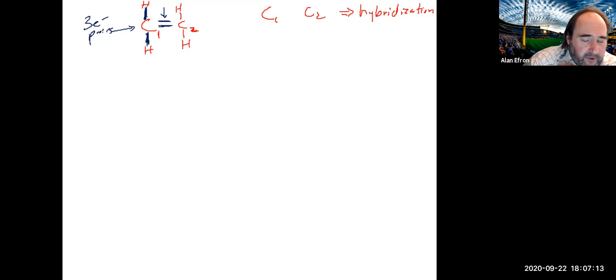Same thing is going to happen for carbon number 2. This is going to be 1 electron pair, 2 electron pairs, and our double bond is going to count as 1 more electron pair. So carbon number 2 also has 3 electron pairs.